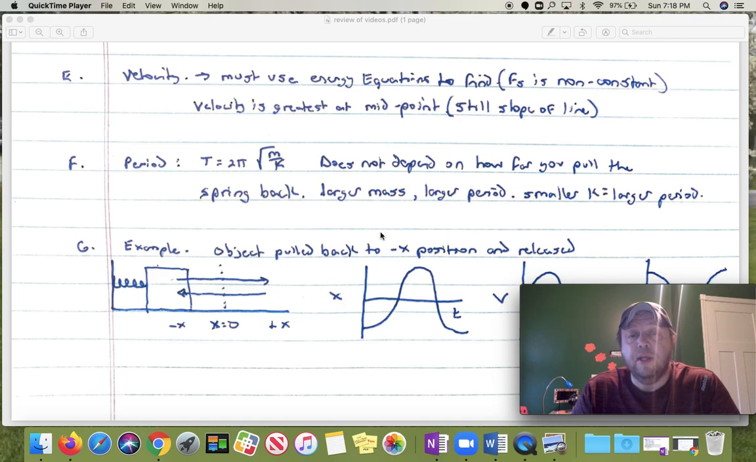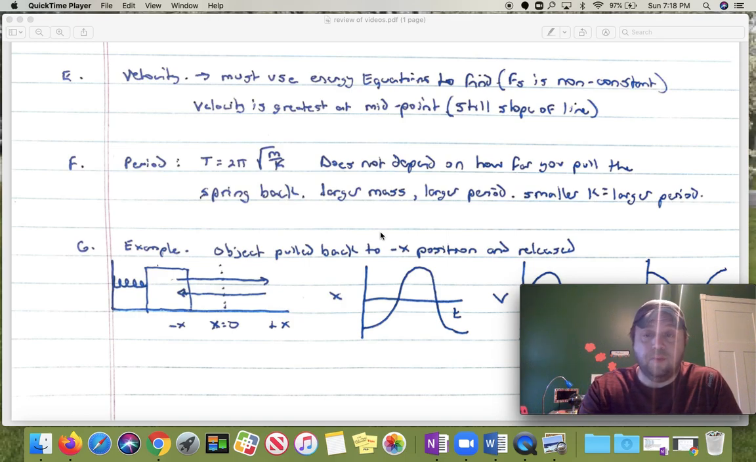But remember, the period of a mass spring oscillator does not depend on how far you pull it back. You can pull it back 1 centimeter, 10 centimeters, or 20 centimeters. You let it go, and the period over and back is going to stay the same. The only thing that's going to change is the amplitude. So the only factors that affect the period of oscillation are the mass and the spring constant. And based on the equation, you should be able to figure out what happens.